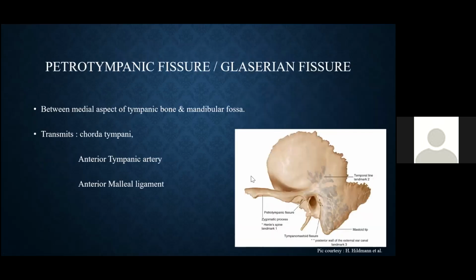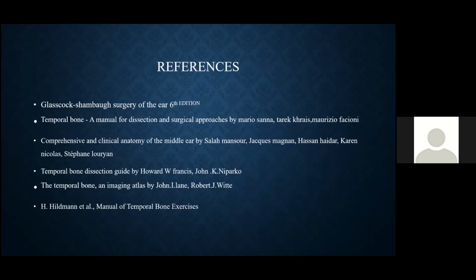And then lastly, the petrotympanic fissure line, it is in the medial aspect of the tympanic bone, which we can see here in relation to the mandibular fossa, and it has important structures transmitting across it, that is the chorda tympani, the anterior tympanic artery, and the anterior malleal ligament. So this is all about the basic gross anatomy of the temporal bone. Thank you. These are my references.